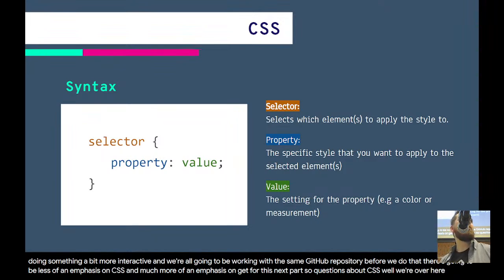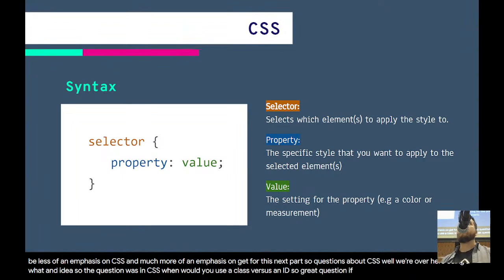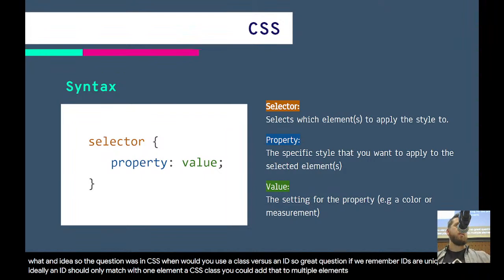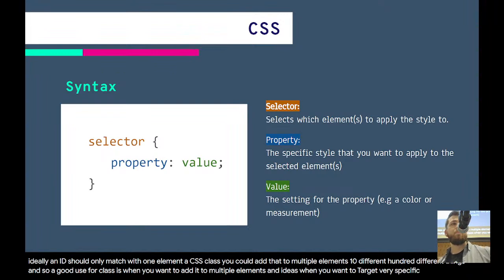Yes. Curious about when you use a class versus using an ID. So the question was, in CSS, when would you use a class versus an ID? Great question. If we remember, IDs are unique. So ideally, an ID should only match with one element. A CSS class, you could add that to multiple elements, like 10 different, 100 different things. And so a good use for a class is when you want to add it to multiple elements. And an ID is when you want to target a very specific element.